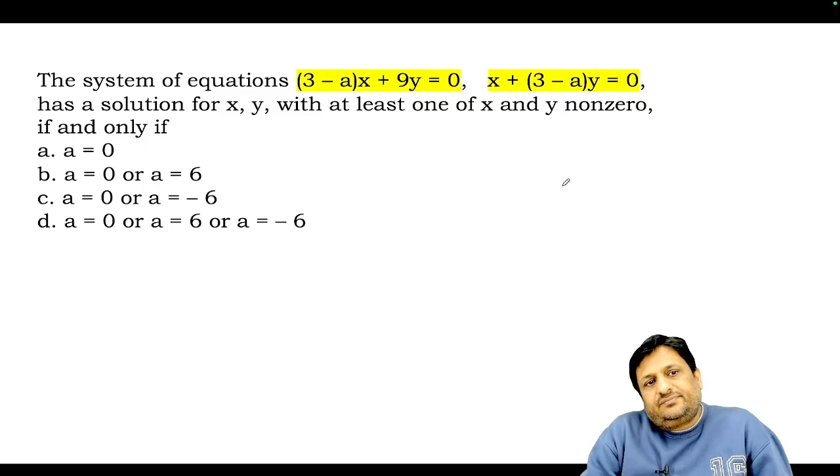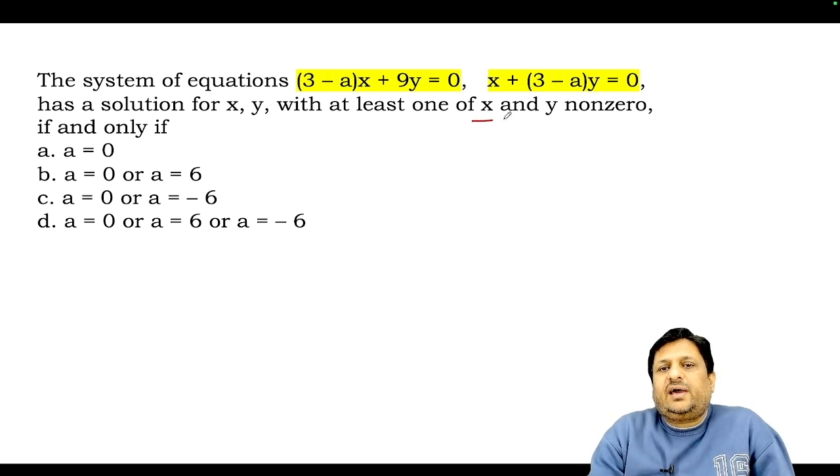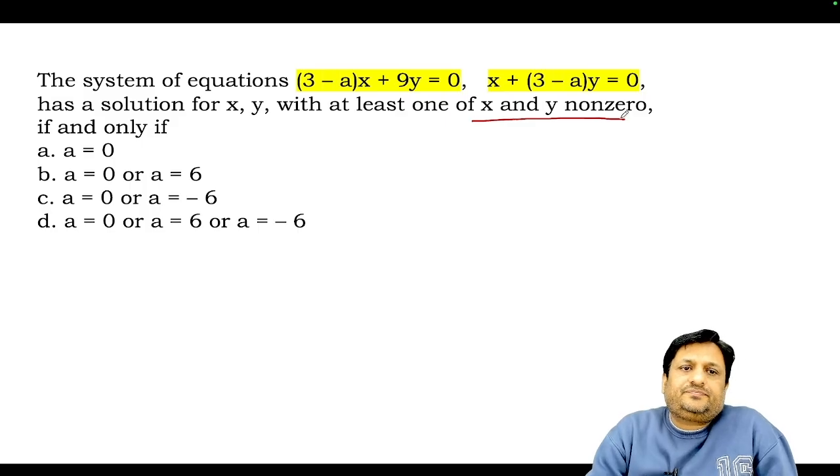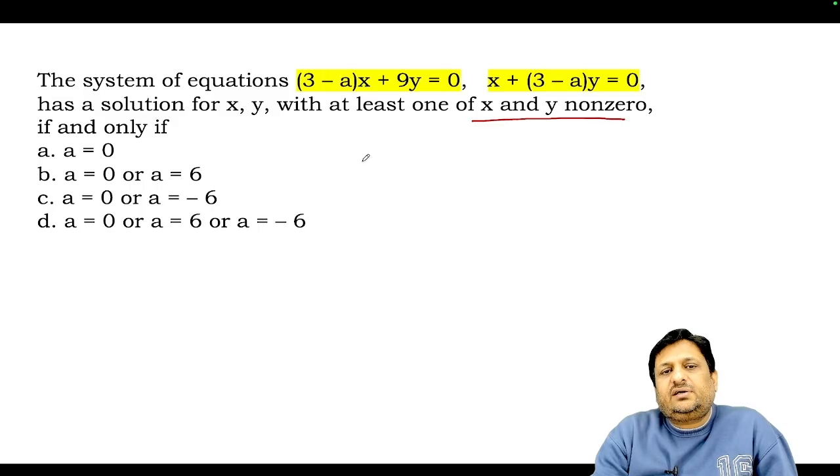This is the third question. The system of the equation has a solution for x and y with at least one of the x and y non-zero, if and only if. Okay, let's see. So what is the system here? What are the equations here?